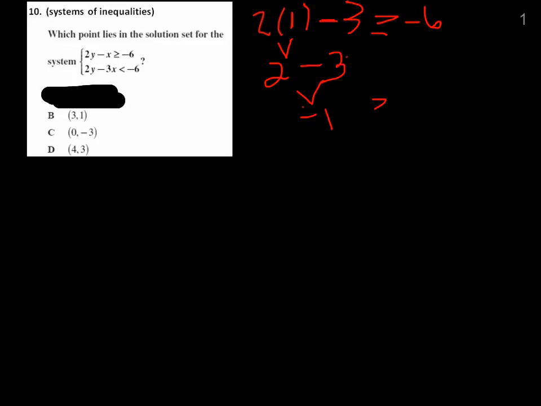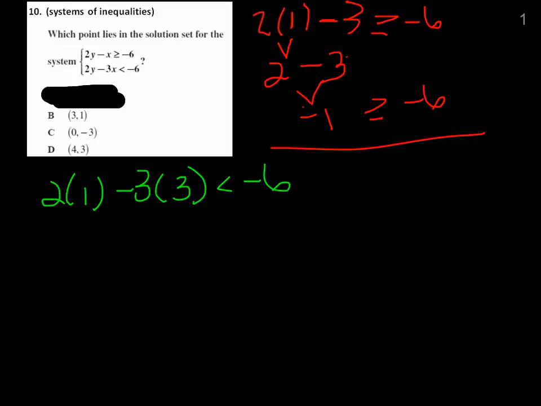The next one we can try is 3 and 1. Okay, so we could do 2 times 1 minus 3. Let's see if that is greater than or equal to negative 6. Okay, 2 minus 3 is negative 1, and that is greater than or equal to negative 6, so we're good. Check it with the other one. 2 times 1 minus 3 times 3, is that less than negative 6? Let's see, that's 2 minus 9, that's negative 7, so it is less than negative 6.